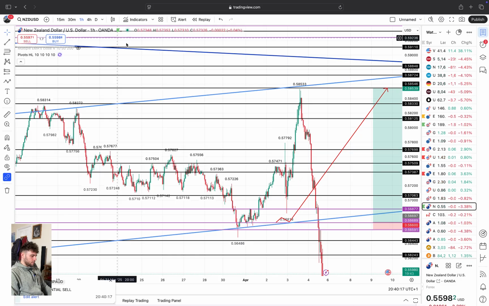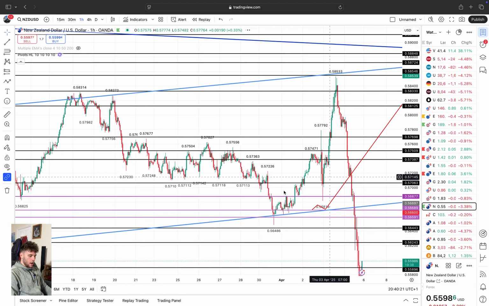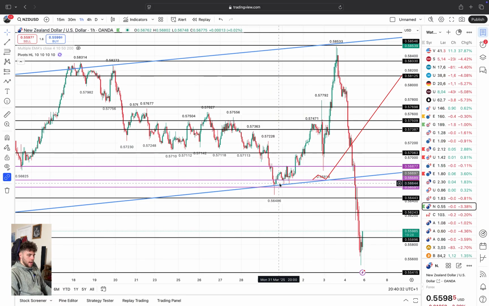So let me hop over here to show you where I entered. I entered over here at about the 0.56727 area, 730 area, around this area here. The reason why I entered is because I usually wake up about 7 a.m. and then I'm on the charts for about 7:15, 7:30 every morning, right?